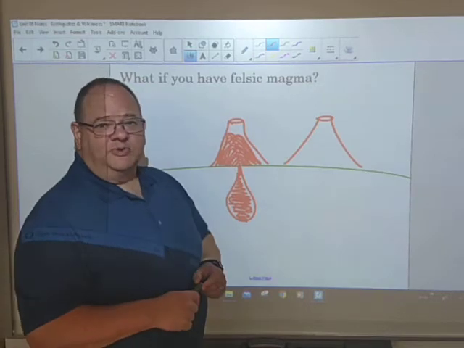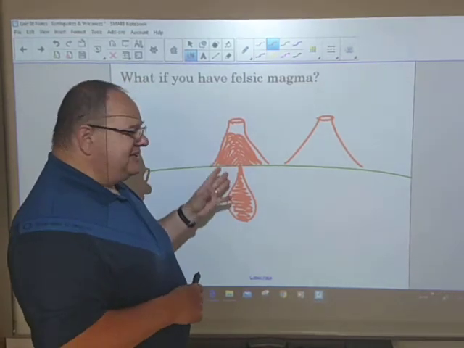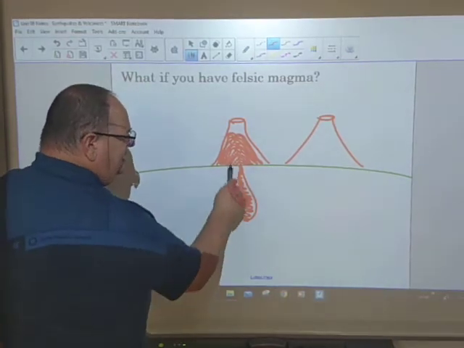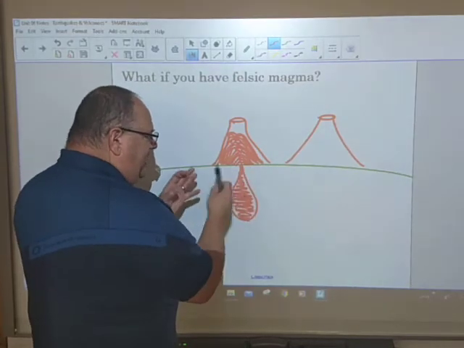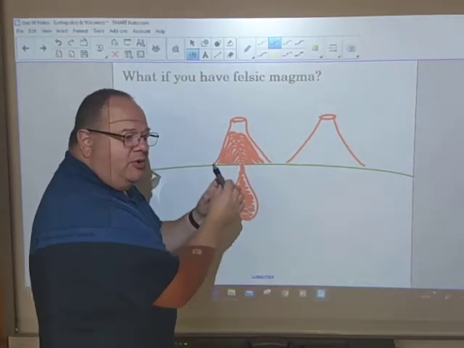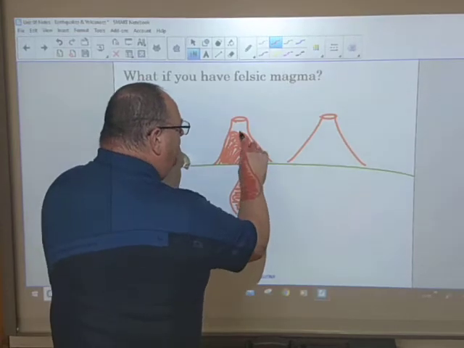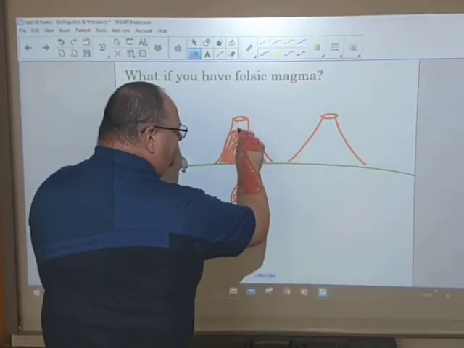There are other problems with this. Because this has such a high viscosity, sometimes this stuff is trying to push out, but it can't. So it builds up pressure, and it builds up pressure, and it builds up pressure until the side of the mountain might just blow off.